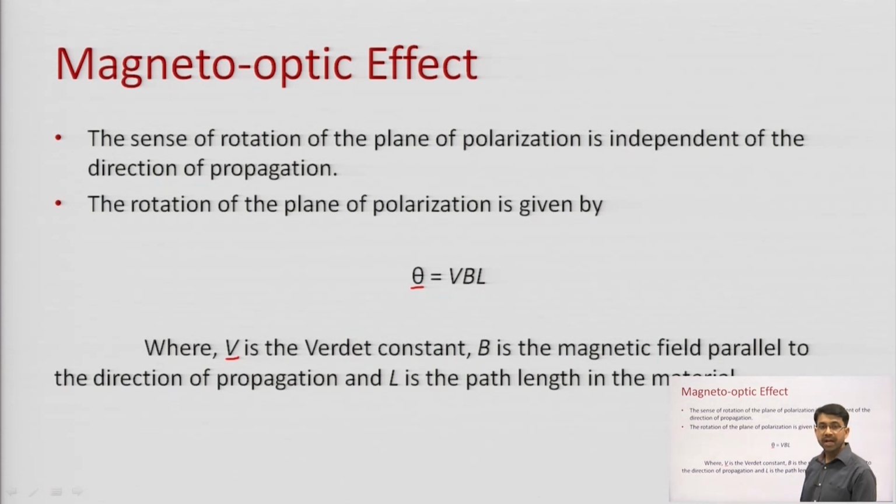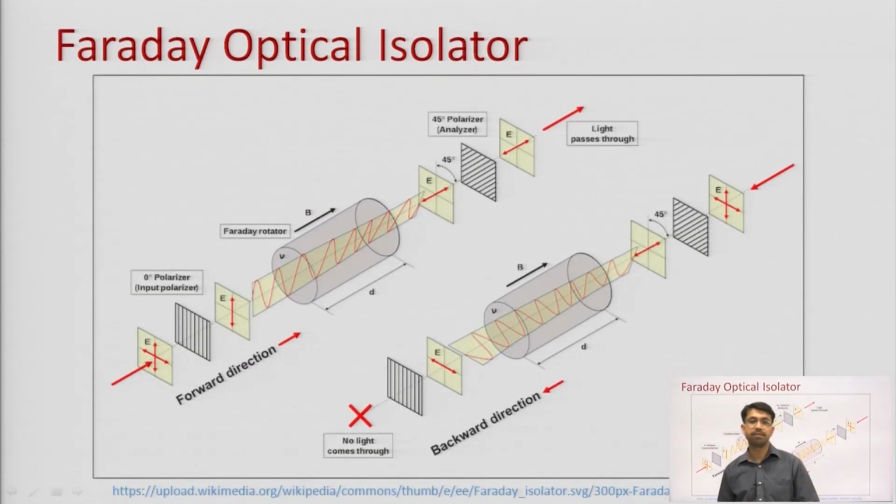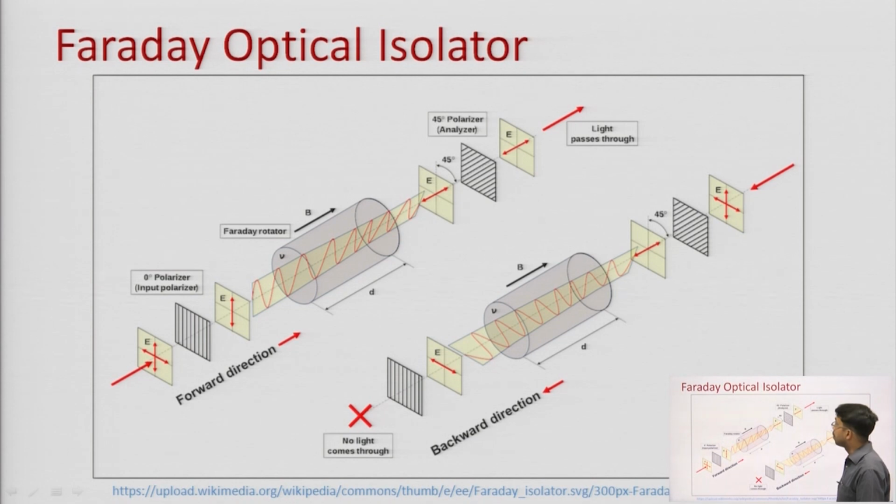Also, the angle of rotation is independent of the direction of propagation. It was not there in the electro-optic effect, but in the magneto-optic effect the direction of rotation is independent. Let us see how, with the help of a diagram. This is called a Faraday optical isolator. This is the optically active material and there is a magnetic field applied across this material.